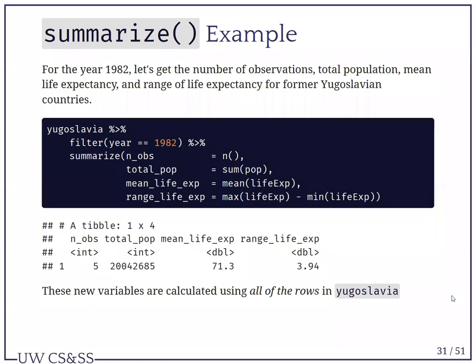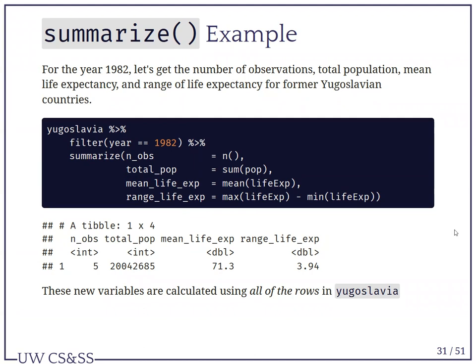An example. So let's say for the year 1982, we want to get the number of observations, the total population that year, the mean life expectancy, and the range of life expectancy for former Yugoslavian countries. So we can take the Yugoslavia data and then filter so that year is equal to 1982, and then summarize, and we'll make this new column, n obs is equal to this n function. This will just count things. Total pop is equal to the sum of the population column. Mean life expectancy is equal to mean life exp, and range life expectancy equals max life expectancy minus min life expectancy.